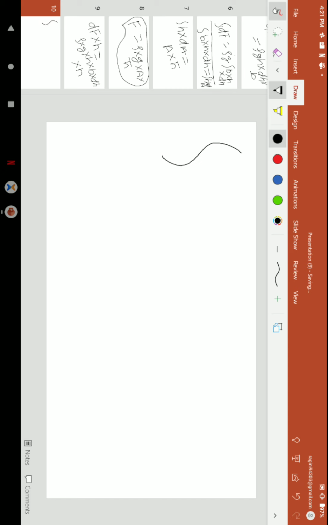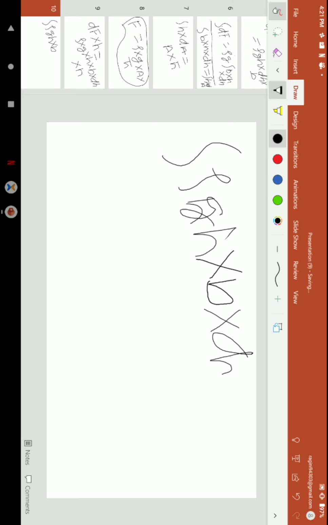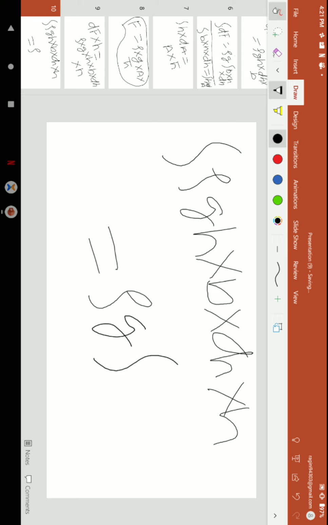We have to integrate it. Rho g h into b into dh into h. Here also rho g is the constant. We have to take it out, rho g. Then what we are having is h square into b, h square into b, and dh. Oh, I forgot, dh.